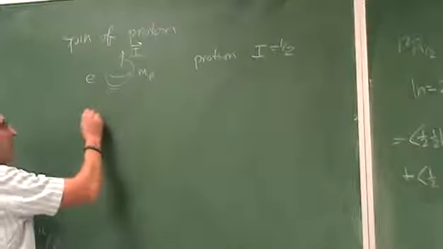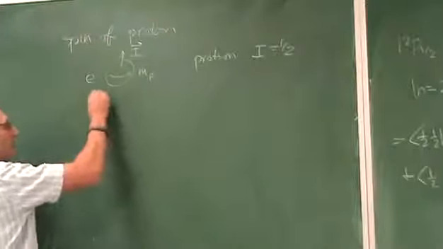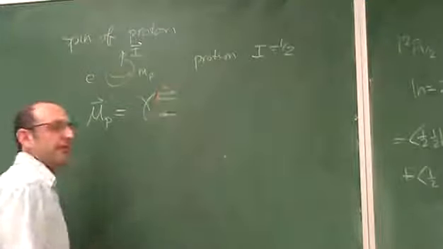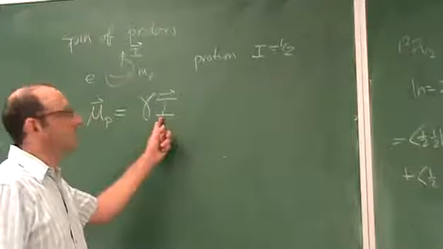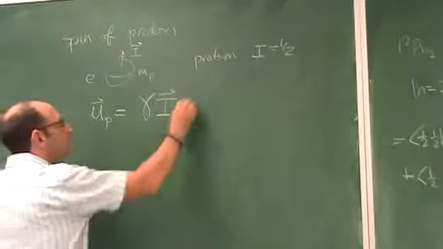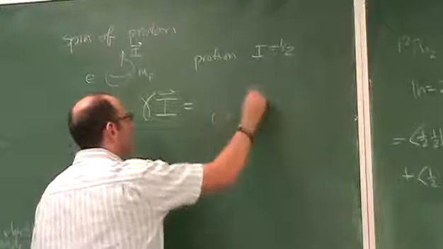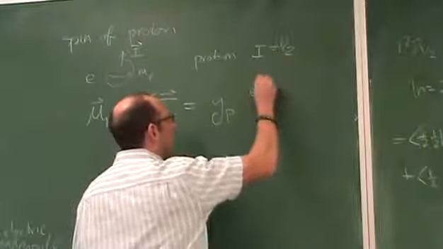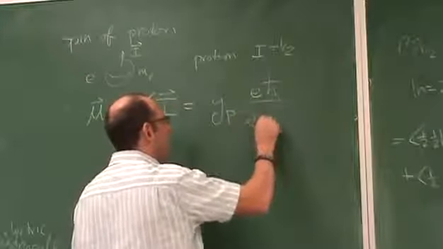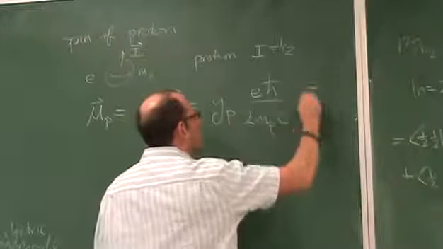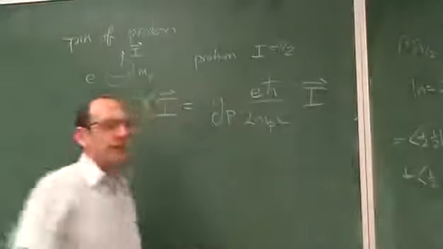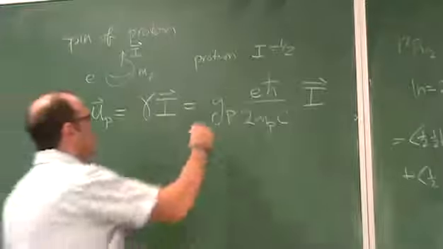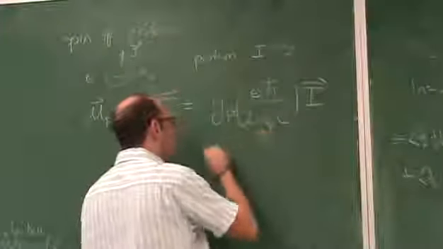So the magnetic moment of the proton, we could write as the gyromagnetic ratio times the spin angular momentum, which is the g factor of the proton, times e, the charge of the proton, h bar over 2 times the mass of the proton, c, times I. I is in dimensionless units, in units of h bar. And this quantity is what's called the nuclear magneton.